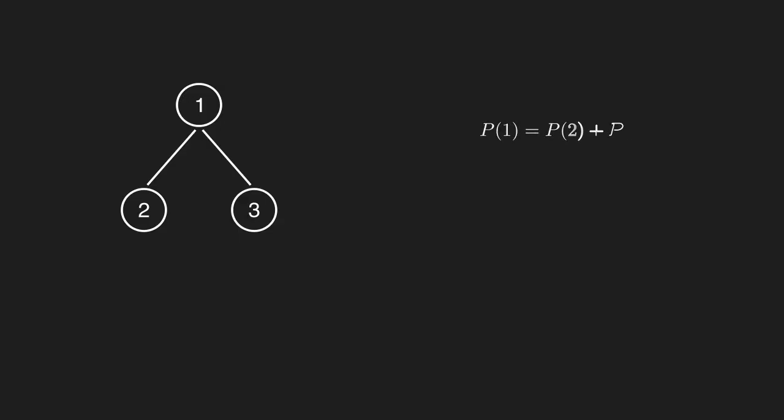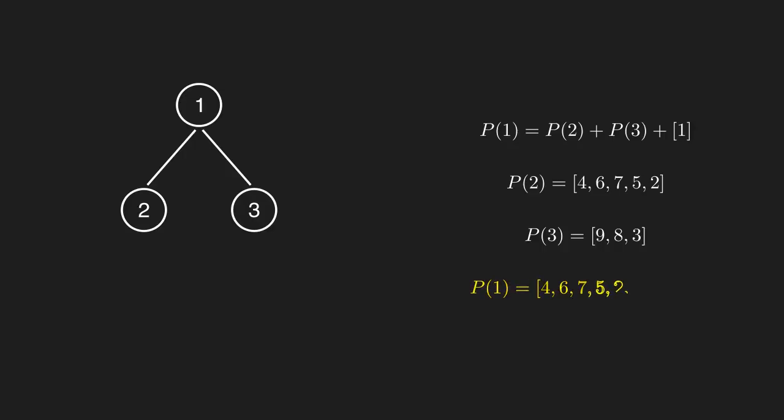The root is node 1, with left subtree rooted at 2 and right subtree rooted at 3. We have p of 2 equal to 4, 6, 7, 5, 2, and p of 3 equal to 9, 8, 3. Substituting into the root recurrence gives p of 1 equal to those two sequences followed by 1. Thus the complete output is 4, 6, 7, 5, 2, 9, 8, 3, 1.